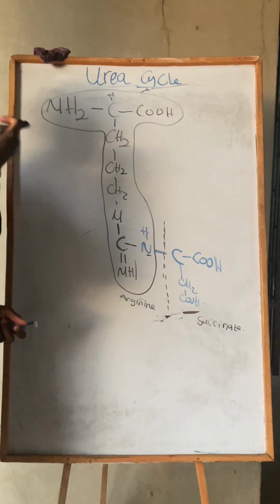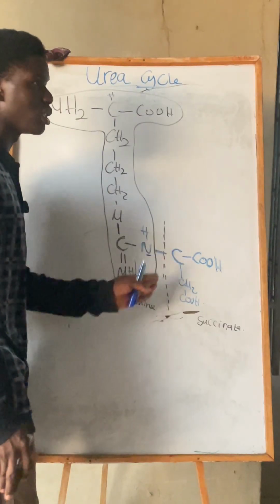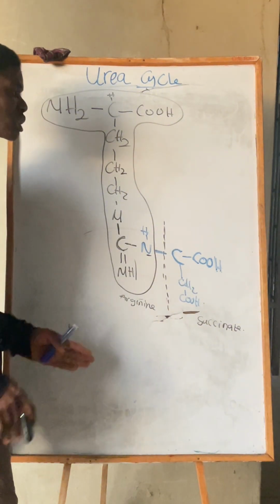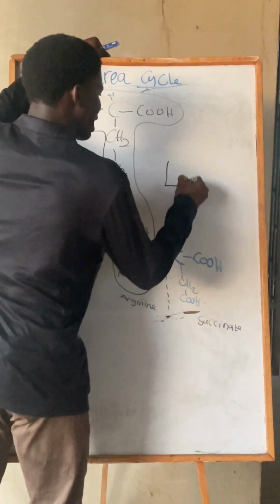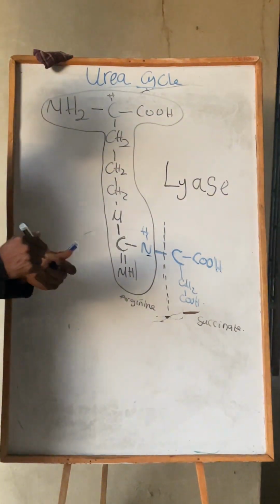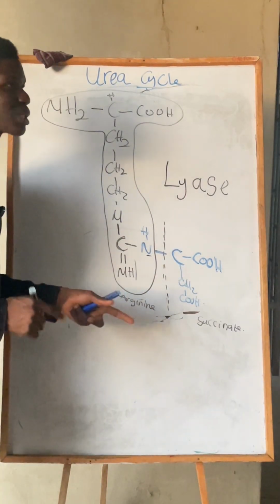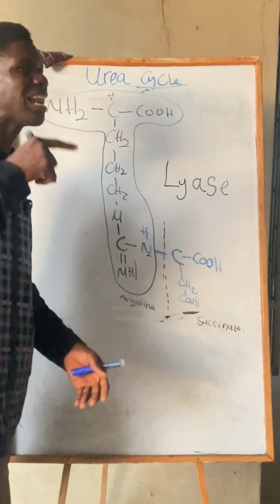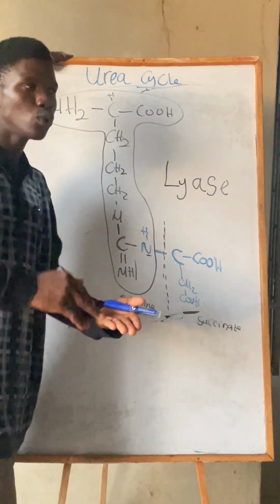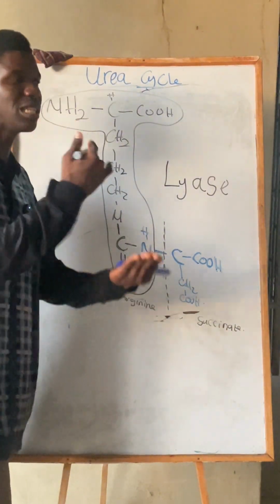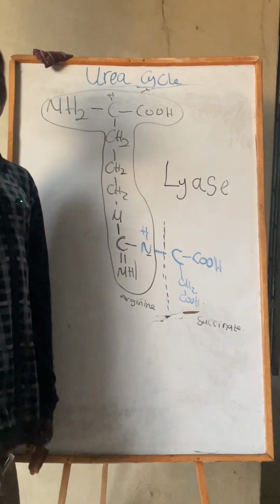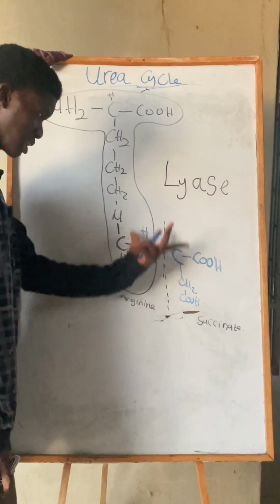Now the question is, which enzyme is involved in the breakage of adenosine into adenine and succinate? The name of the enzyme is lyase. That is lysis. When we say lysis, lysis means breaking. So the name of this enzyme is adenosine lyase. That is an enzyme that breaks adenosine. That is why we call it adenosine lyase. That is, it breaks adenosine into adenine and succinate. Do we understand it? So it breaks down the structure.